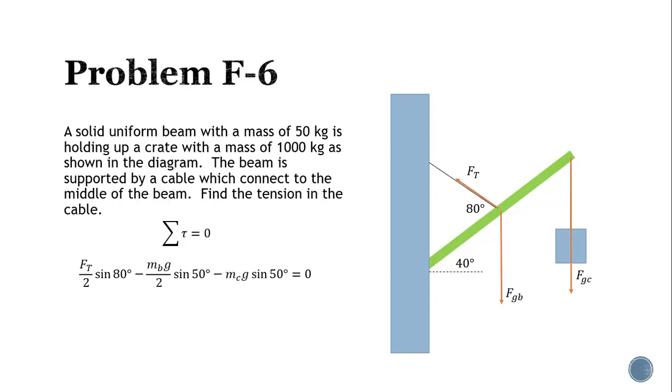First thing to point out is that the length of the beam cancels out. I didn't give you any information about the length of the beam. It happens to work out you don't need to know that anyway. If this is a 5-meter long beam or a 50-meter long beam, the tension would be the same.